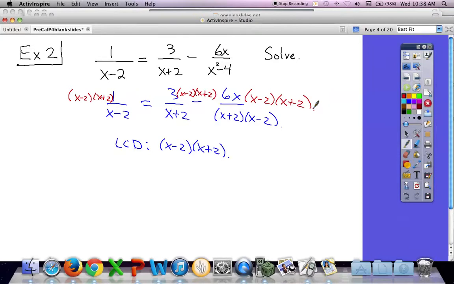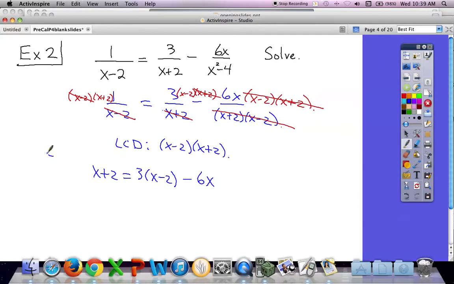Okay, now cancel the denominators, right? Because the least common denominator includes all of the factors in the denominator, you should be able to cancel all the denominators. x minus 2 cancels with an x minus 2. x plus 2 cancels with an x plus 2. x minus 2 and x plus 2 cancel with the denominator. Okay, so what's left? x plus 2 and 3 times x minus 2 minus 6x.